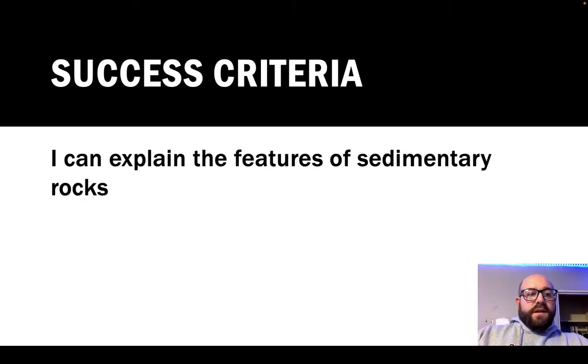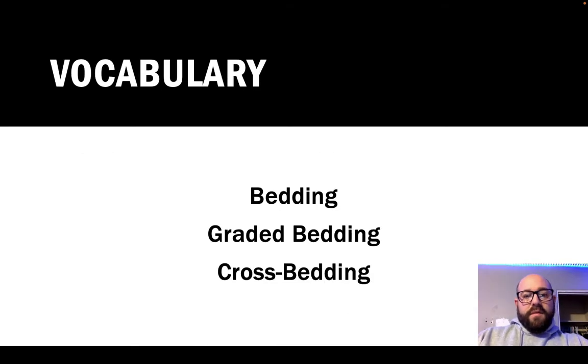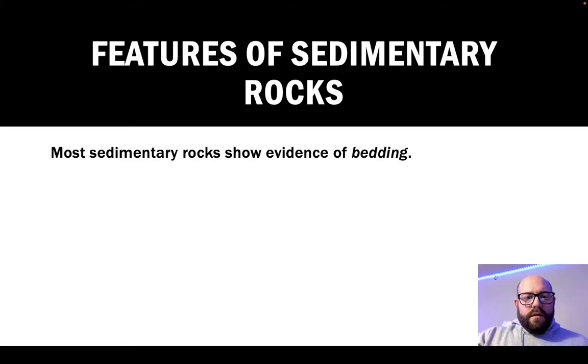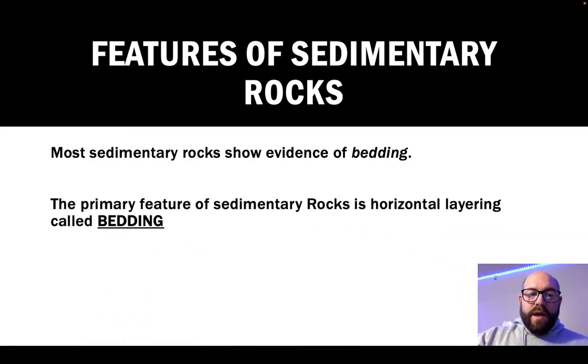Your success criteria is you'll be able to explain the features of sedimentary rocks. Vocabulary for this would be bedding, graded bedding, and cross bedding. Let's dive into the features of sedimentary rocks. Most sedimentary rocks show evidence of bedding. The primary feature of sedimentary rocks is the horizontal layering called bedding.